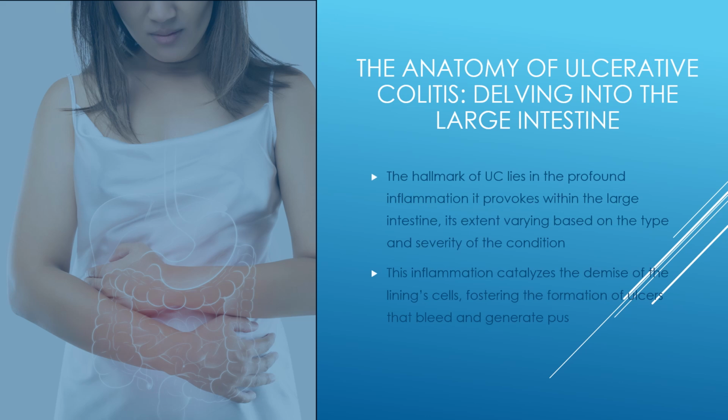The anatomy of ulcerative colitis. Delving into the large intestine, the hallmark of UC lies in the profound inflammation it provokes within the large intestine, its extent varying based on the type and severity of the condition. This inflammation catalyzes the demise of the lining cells, fostering the formation of ulcers that bleed and generate pus.